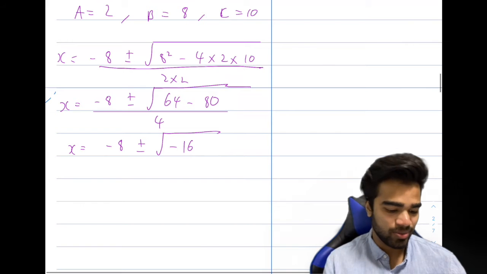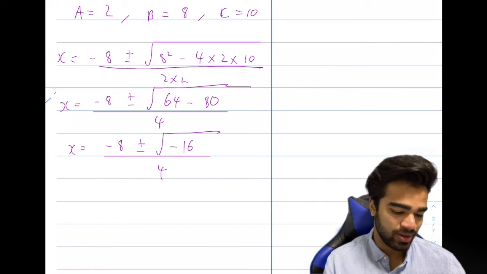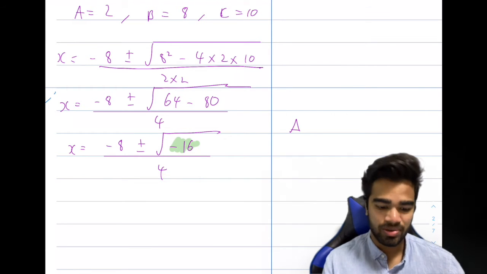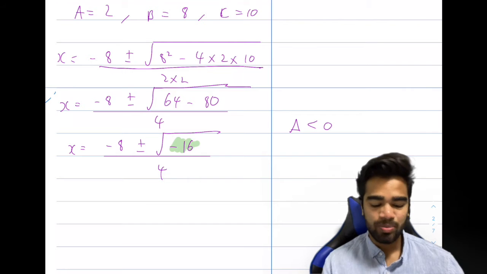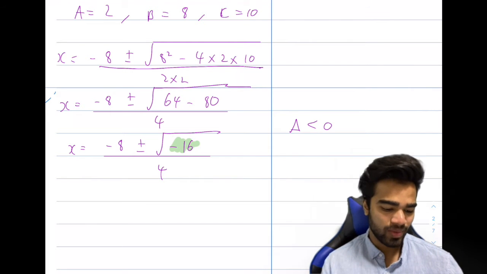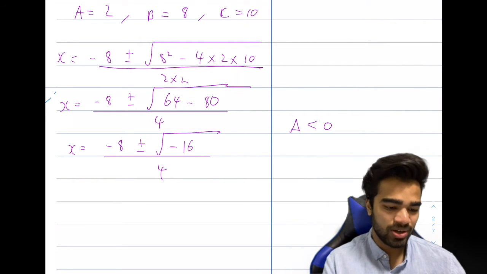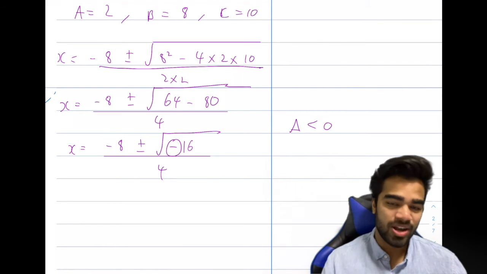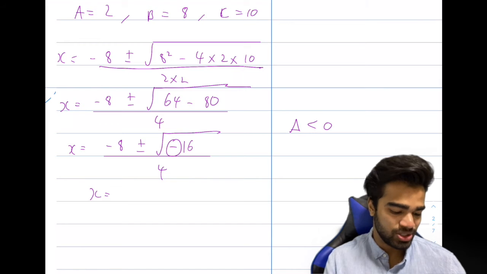Okay, what do you notice here? What's our discriminant now? Our discriminant is negative 16. So is it bigger than 0? Equal to 0? No, it's less than 0. So what happens if our discriminant is less than 0? If you remember, you cannot square root a negative number. We looked at this last lesson. We cannot square root a negative number. That means our solution is undefined.